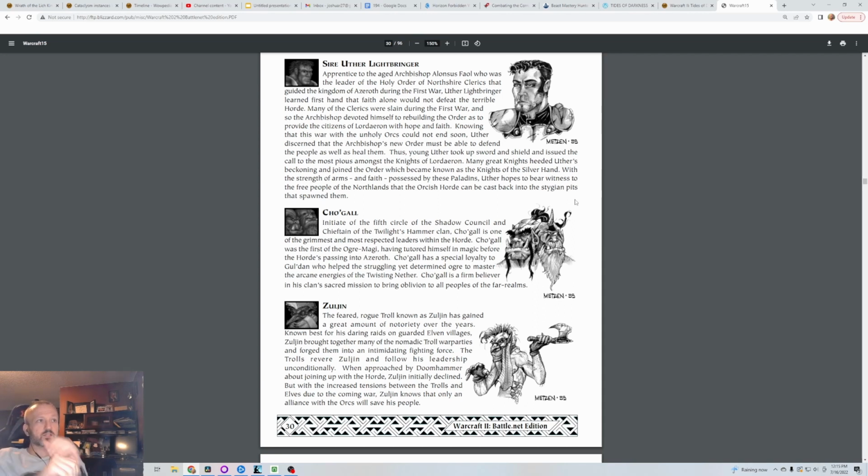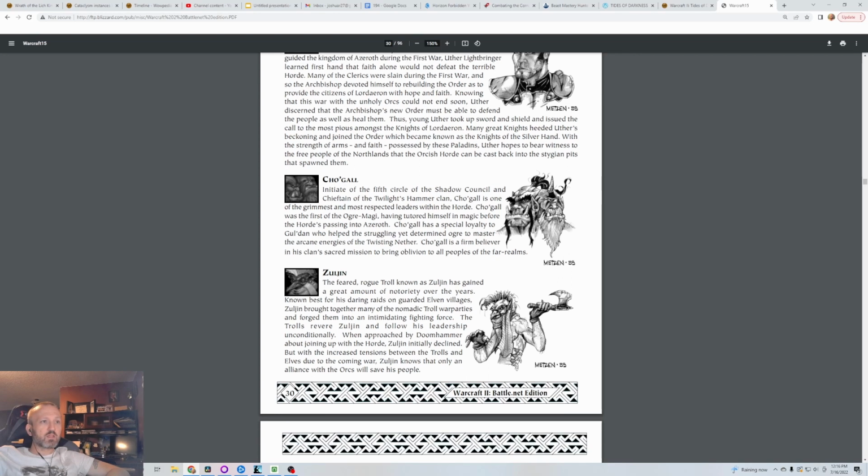There are just paladins. Cho'Gall is the number two behind Gul'dan. It says that he's the fifth circle. So at this point, we're delineating different circles within the Shadow Council. I think they do away with that. He is all throughout all of the lore, chieftain of the Twilight's Hammer clan. He's an ogre magi with two heads, and he wants to master the energies of the Twisting Nether. That's separate from Gul'dan's mission, but he does just want to kill all peoples. Zul'jin finally enters the fray in this one. He is the troll leader.